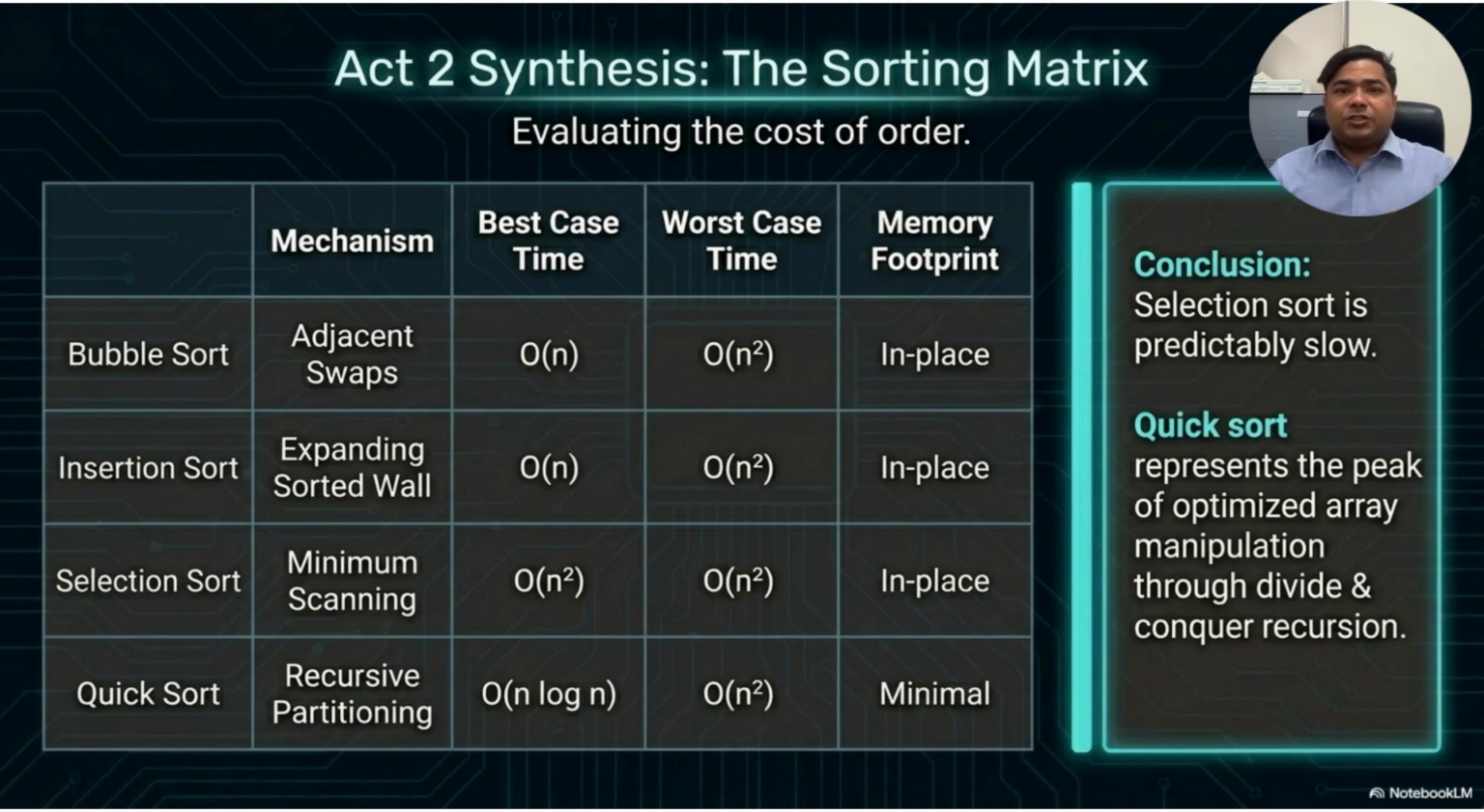Bubble sort uses adjacent swaps. Its best case time can be O(n), but its worst case time is O(n²). It works in place. Insertion sort uses the expanding sorted wall. Its best case time is O(n) and its worst case time is O(n²). It is also in place.